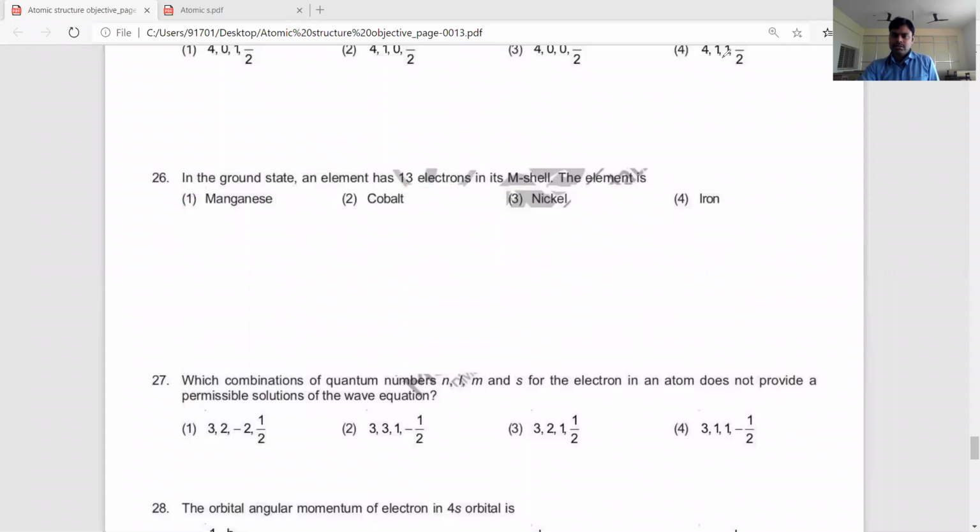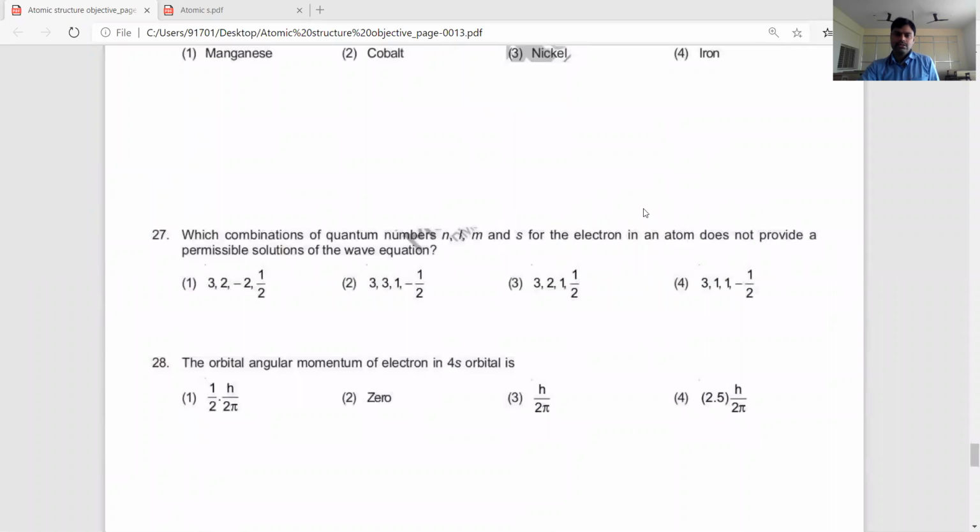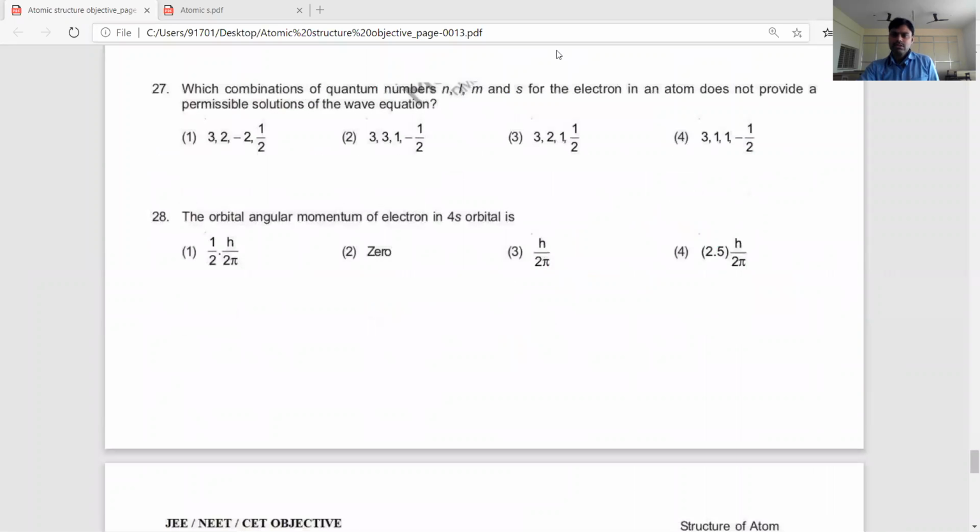Okay, let's go for the next question. Which combination of quantum numbers n, l, m and s for an electron in an atom does not provide a permissible solution of the wave equation? It means we have to identify the not possible set of quantum numbers.